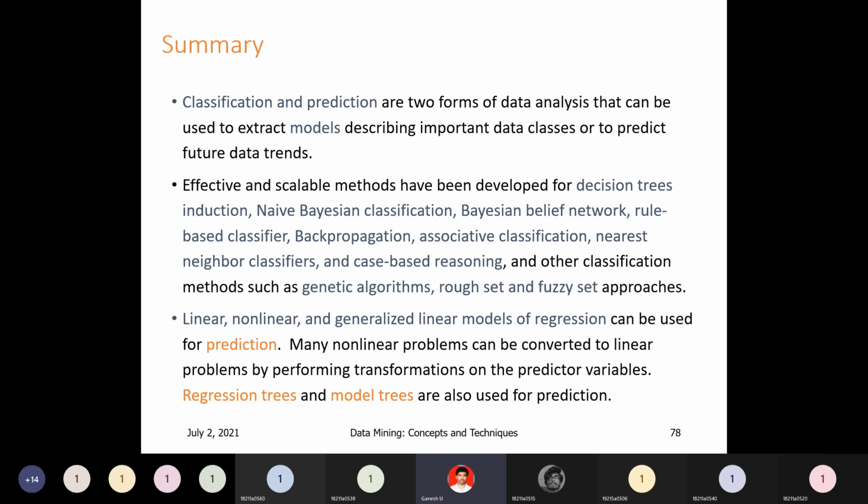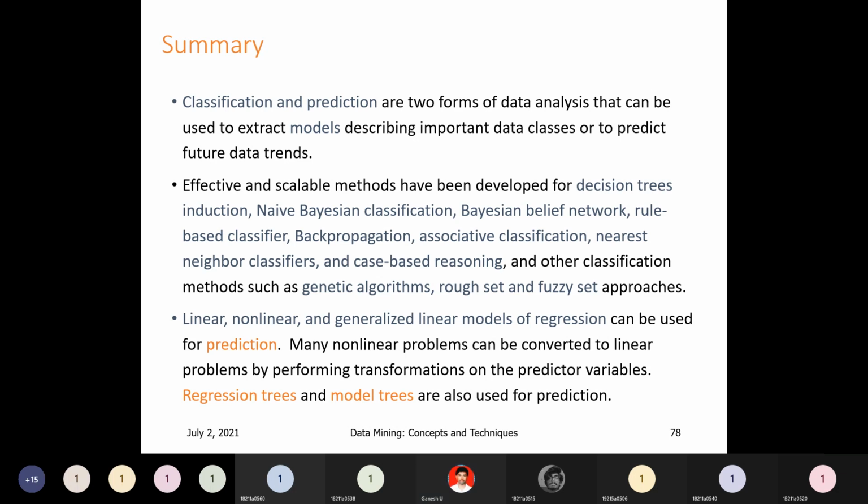You are comparing with the previous result: what is the actual value, what is the predicted value. Every time you check, the predicted value should be always better than the previous value. Like that, you apply back propagation. The main difference between these three, decision tree induction, naive Bayes classification, and back propagation, is that back propagation gives the best result. Back propagation gives better accuracy than the other two.